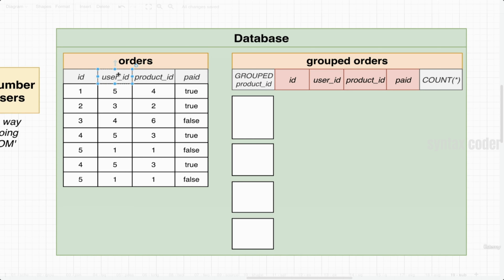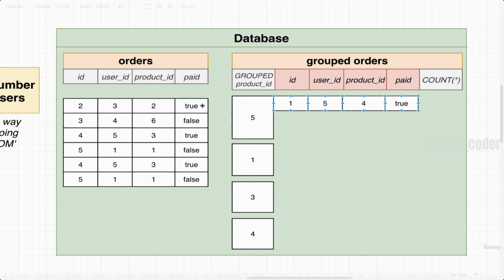Remember what a group by does? Our database is going to take a look at all the different unique values inside the table, specifically the user ID column. We're then going to create a bucket for each of these different unique values. So we got 5, 1, 3, and 4. We then take each of these different rows and assign them to the appropriate bucket.